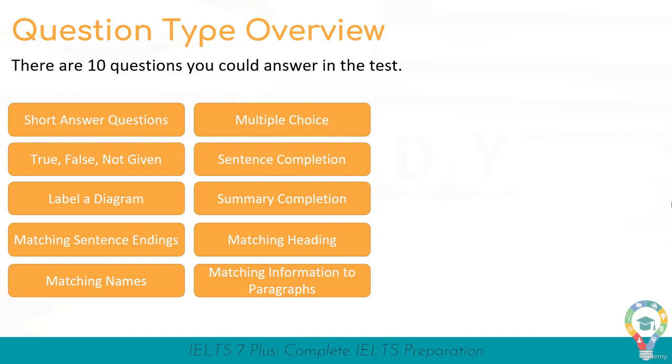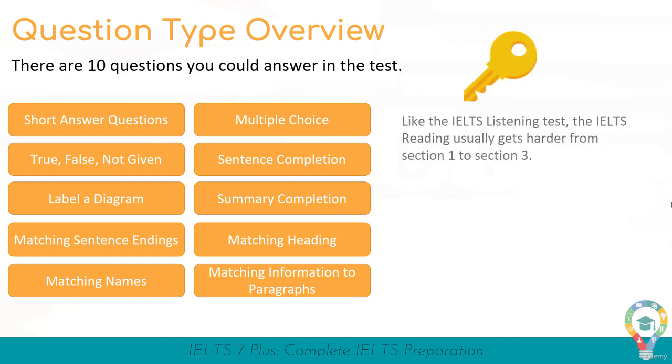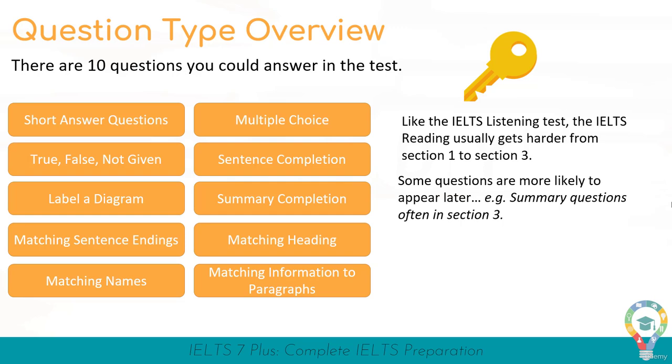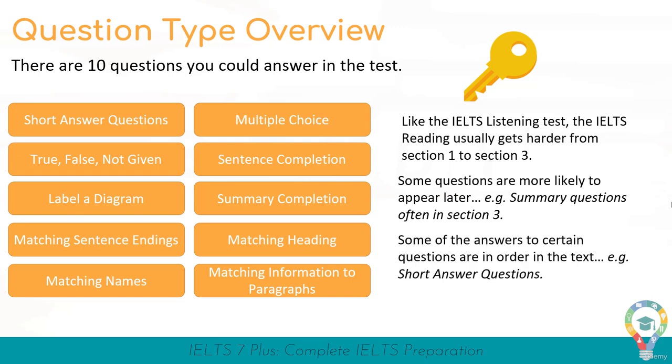Let's take a look at some key information for IELTS reading question types. Like the IELTS listening test, the IELTS reading test usually gets harder from section 1 to section 3. That means that some questions are also harder than others. You're more likely to see a summary question type in section 3 of the IELTS reading test, and that's because summary questions are more difficult to answer.